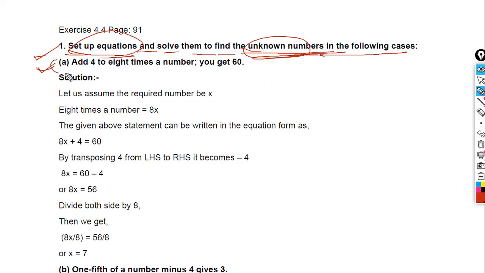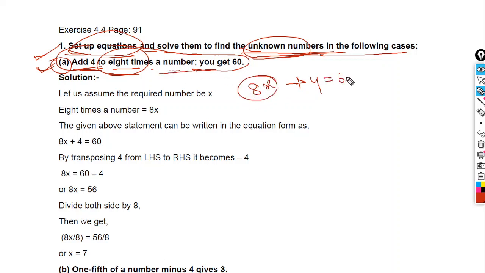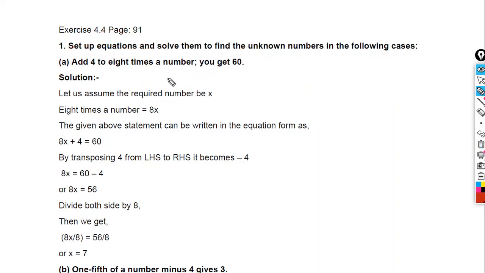Let's start. Add 4 to 8 times a number, you get 60. Again, you read: add 4 to 8 times a number, that means 8 into something, a number we don't know, maybe x, you get 60. This is what we want. So we'll do it in a systematic manner.